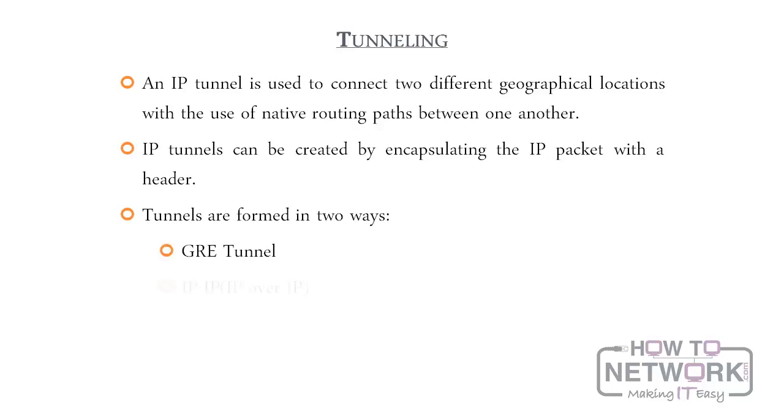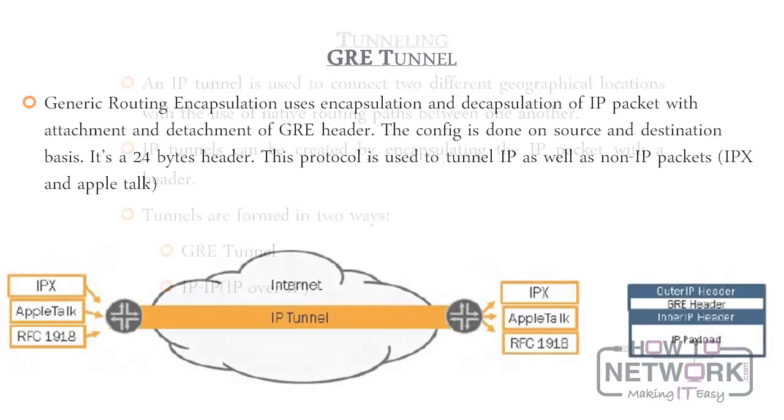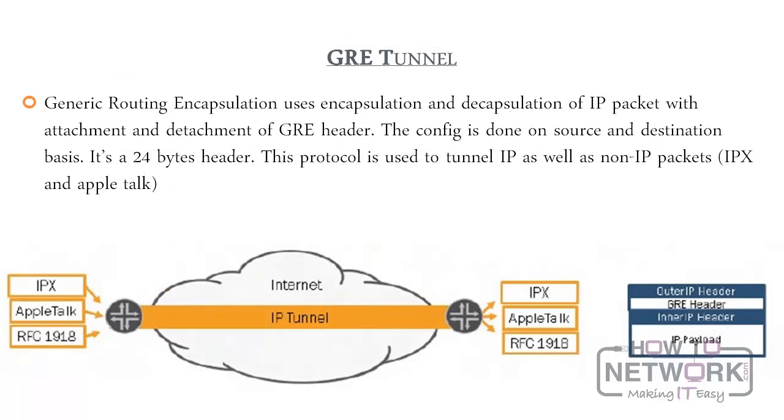Generic Routing Encapsulation, or GRE, uses encapsulation and decapsulation of IP packets with attachment and detachment of GRE headers. The config is done on a source and destination basis. It is a 24-byte header. The protocol is used to tunnel IP as well as non-IP packets, such as IPX and AppleTalk.